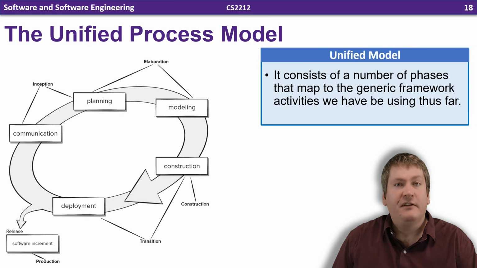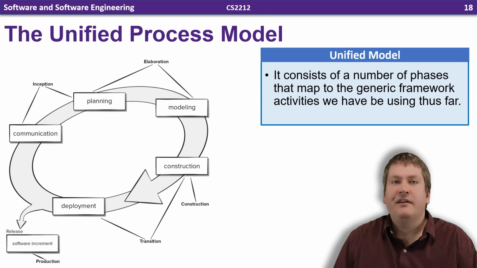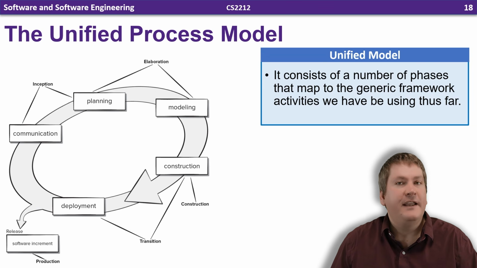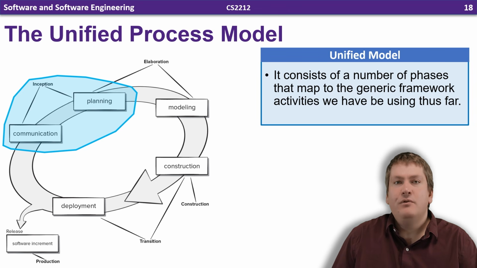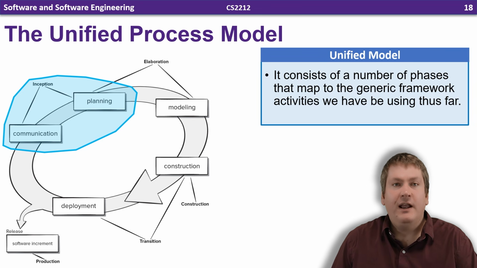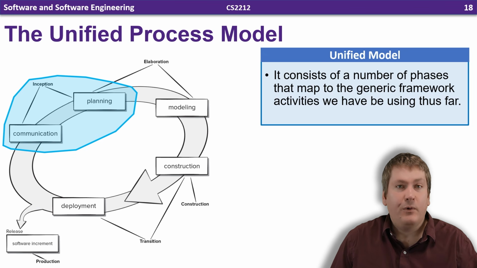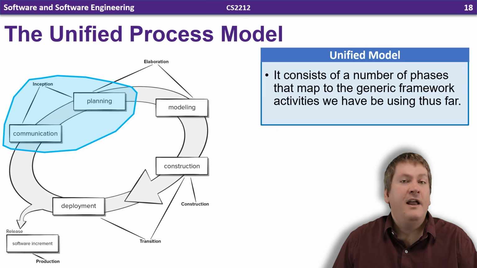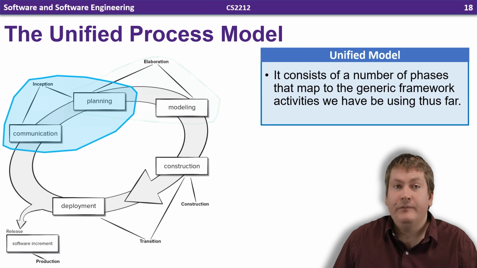Unlike the processes we've seen so far, which have a fairly distinct separation of the key framework activities, the unified process has 5 overlapping phases that encompass these key activities. The first is inception, which includes customer communication and planning. This phase aims to capture requirements as use cases, identifies resources required, assesses risks, and sets a schedule for the first increment of the software.